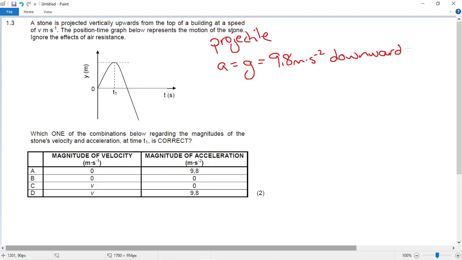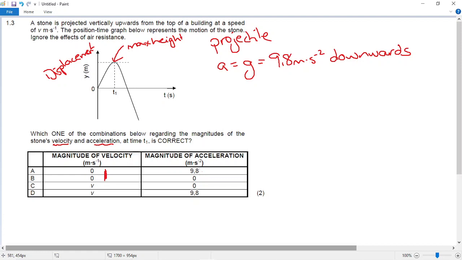So they love to ask questions about what do you realize about the acceleration? Which one of the combinations below regarding the magnitudes of the stone's velocity and acceleration at time t1 is correct? Well, you can see this is a displacement graph. What is at time t1? This is maximum height. At maximum height, the velocity has a magnitude of 0. So we're looking at these two answers.